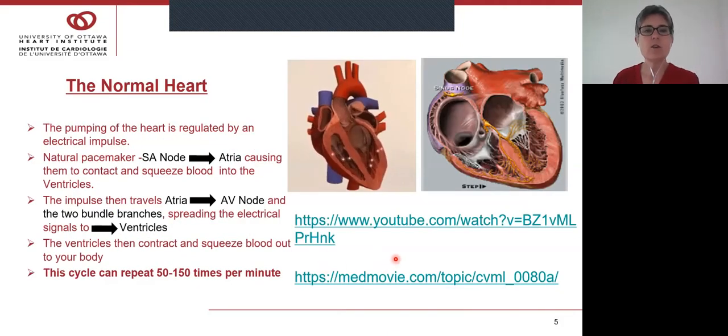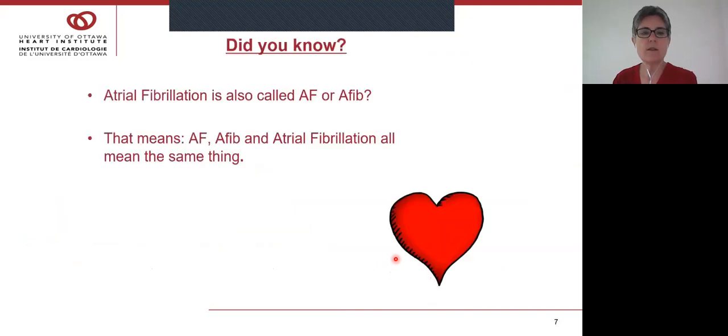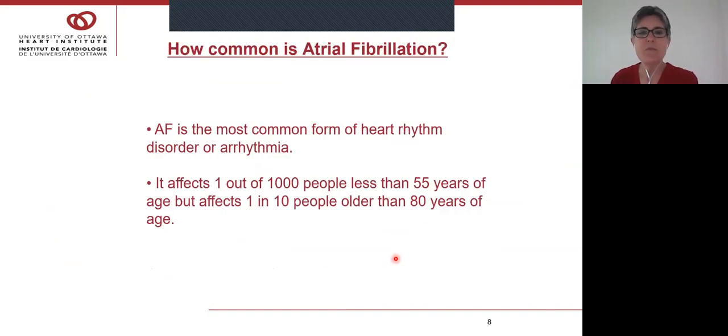So we've talked about most of this in the video. Atrial fibrillation is also called AFib or AF. In the medical field, we like abbreviations. It is the most common form of heart rhythm disorder, or arrhythmia.